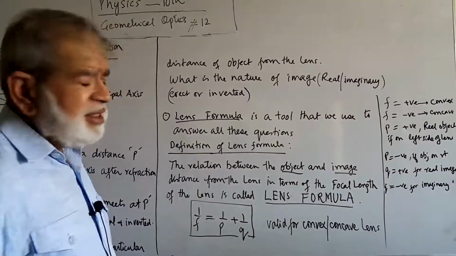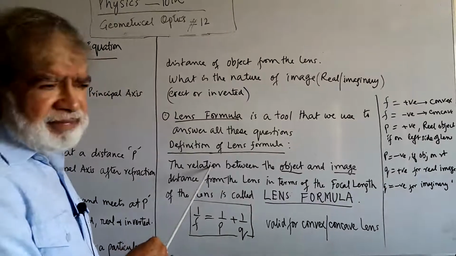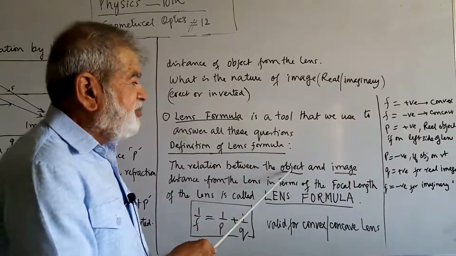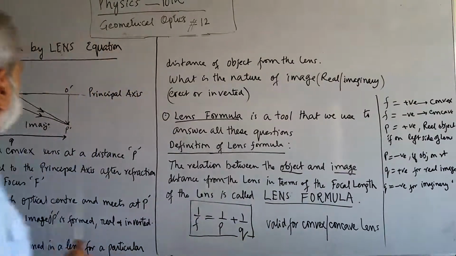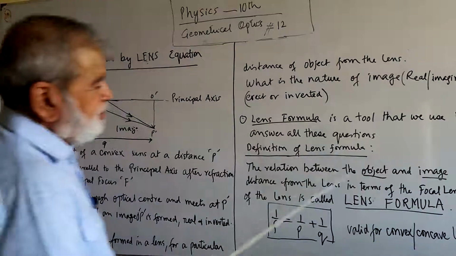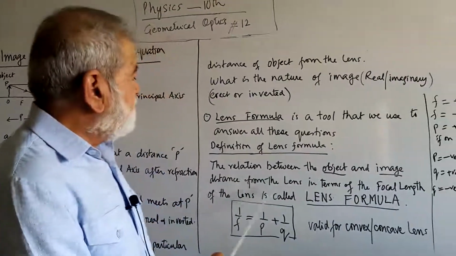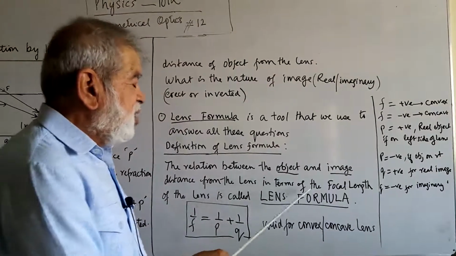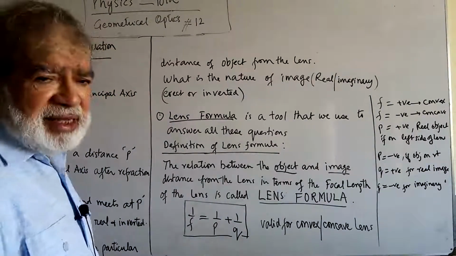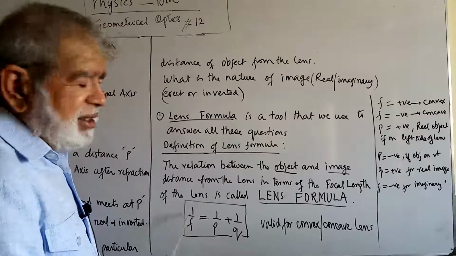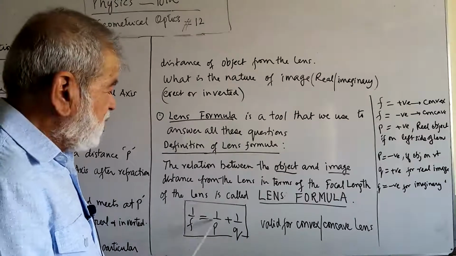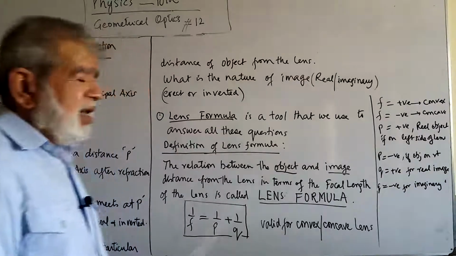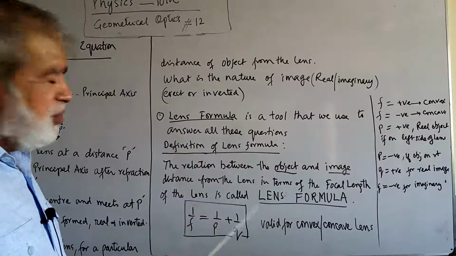Now the definition of the lens formula is the relation between the object and the image distance from the lens in terms of the focal length of the lens. That is 1 over f is equal to 1 over p plus 1 over q.